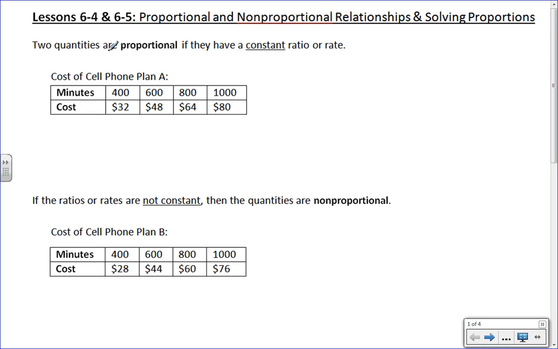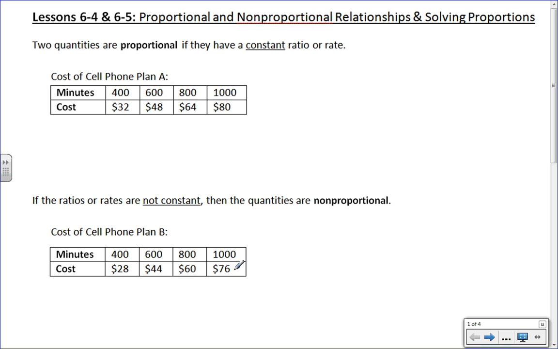So two quantities are proportional if they have a constant ratio or rate. And then if the ratios or rates are not constant, then the quantities are non-proportional. We have two tables here that look somewhat similar. One is the cost of cell phone plan A, the other is the cost of cell phone plan B. And they both give you the minutes and then the cost for each of those minutes.